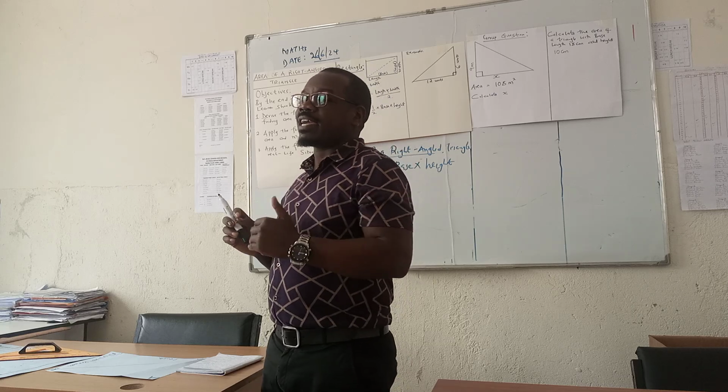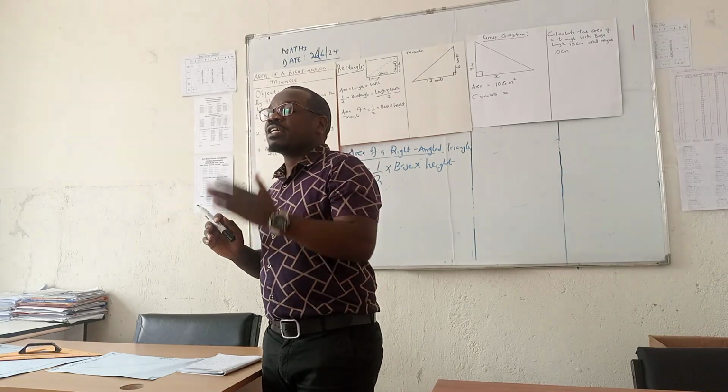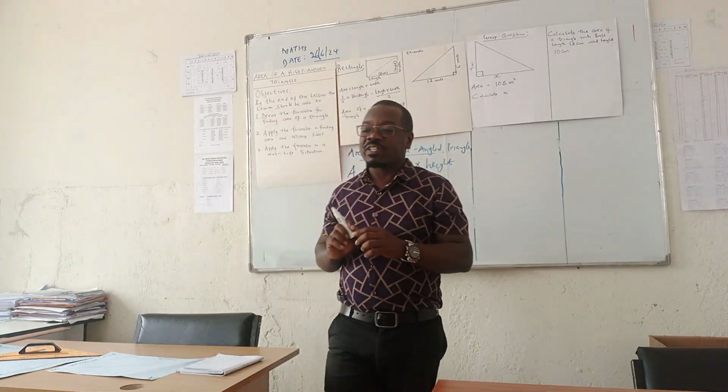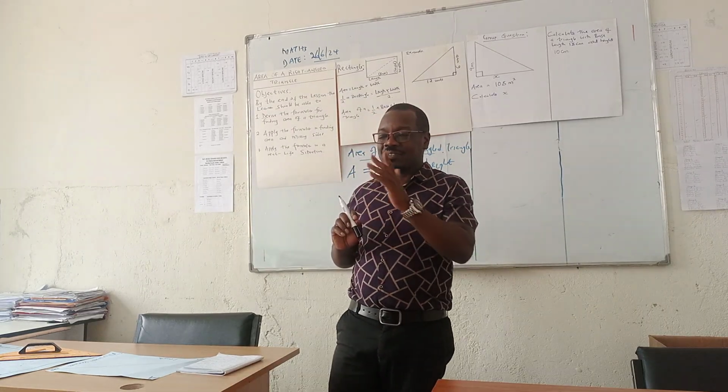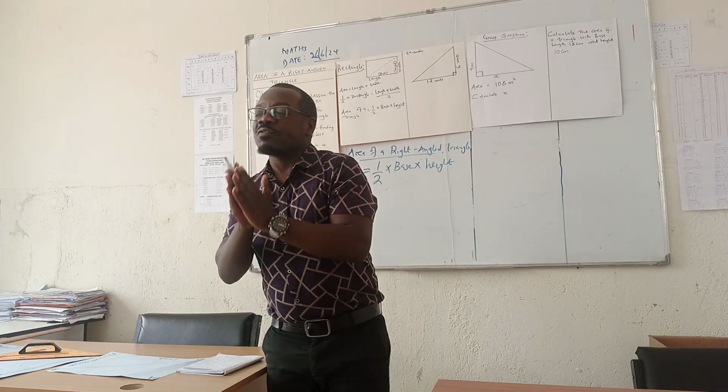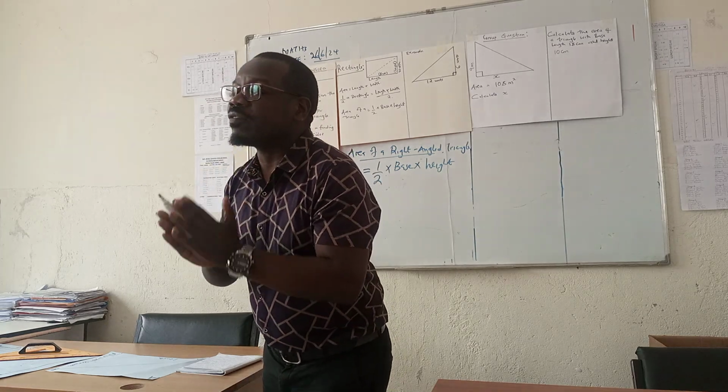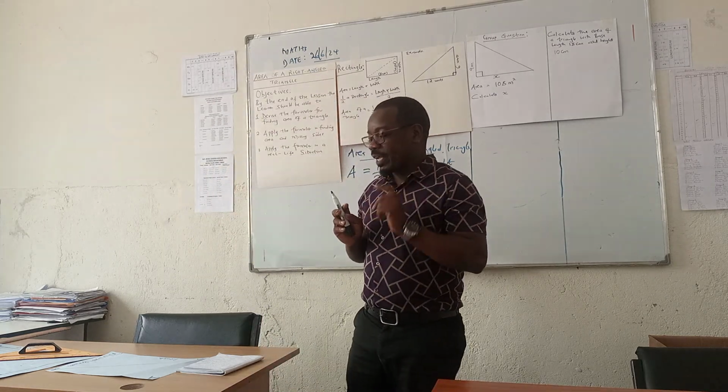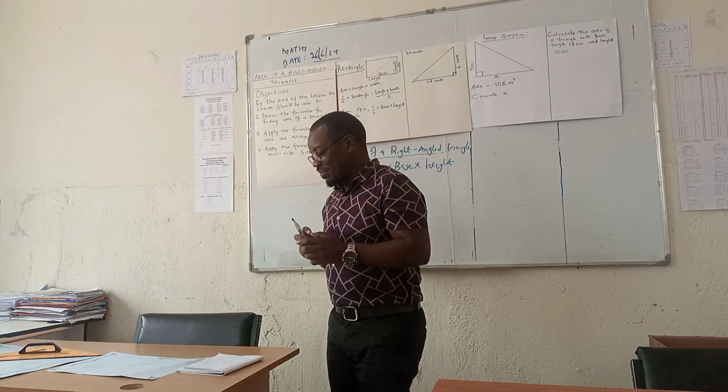Let's start with a recap of the previous lesson. John, what did we learn in the previous lesson? Yes, that is very good. That the area of a rectangle is a product of its length and its width. Is that so, Jen? Yes, that's very good.